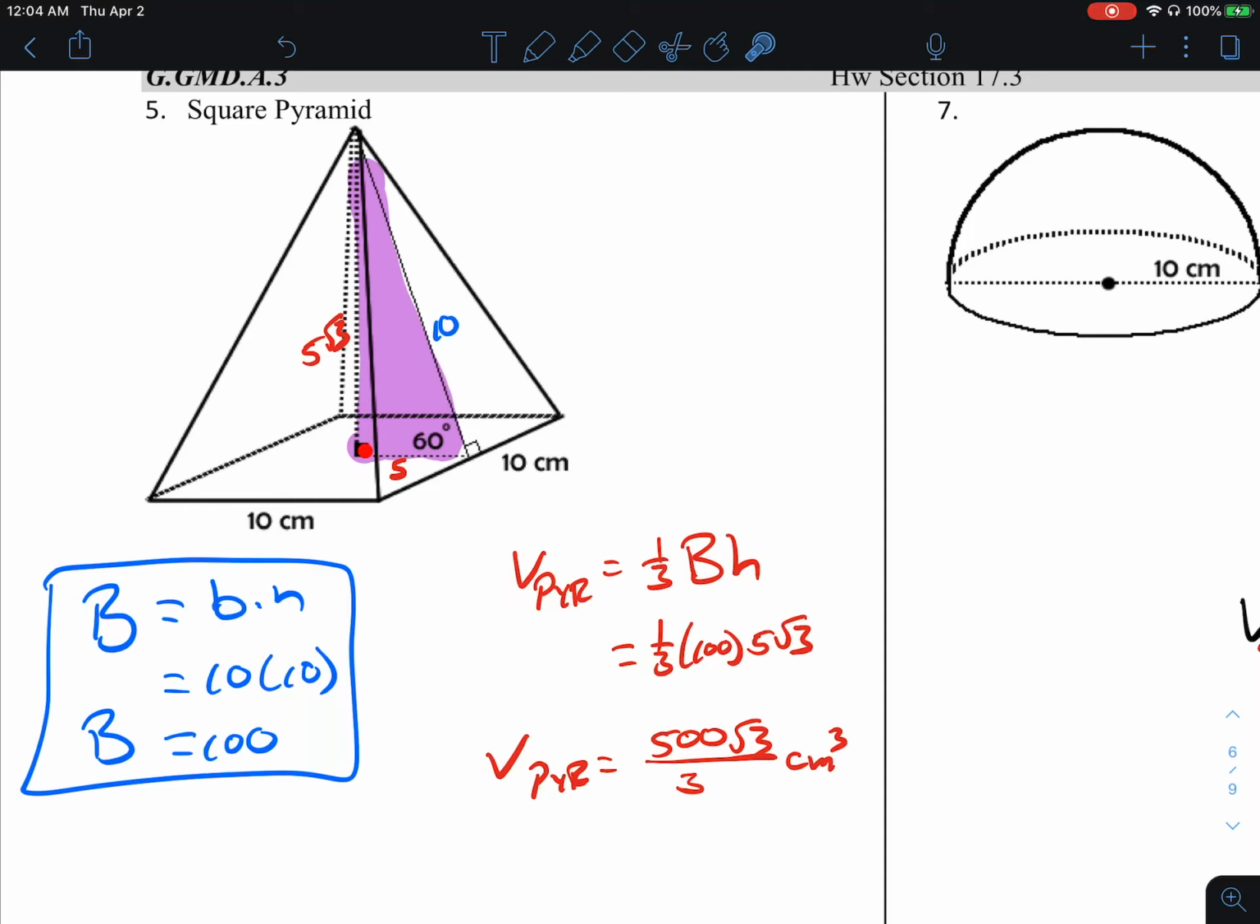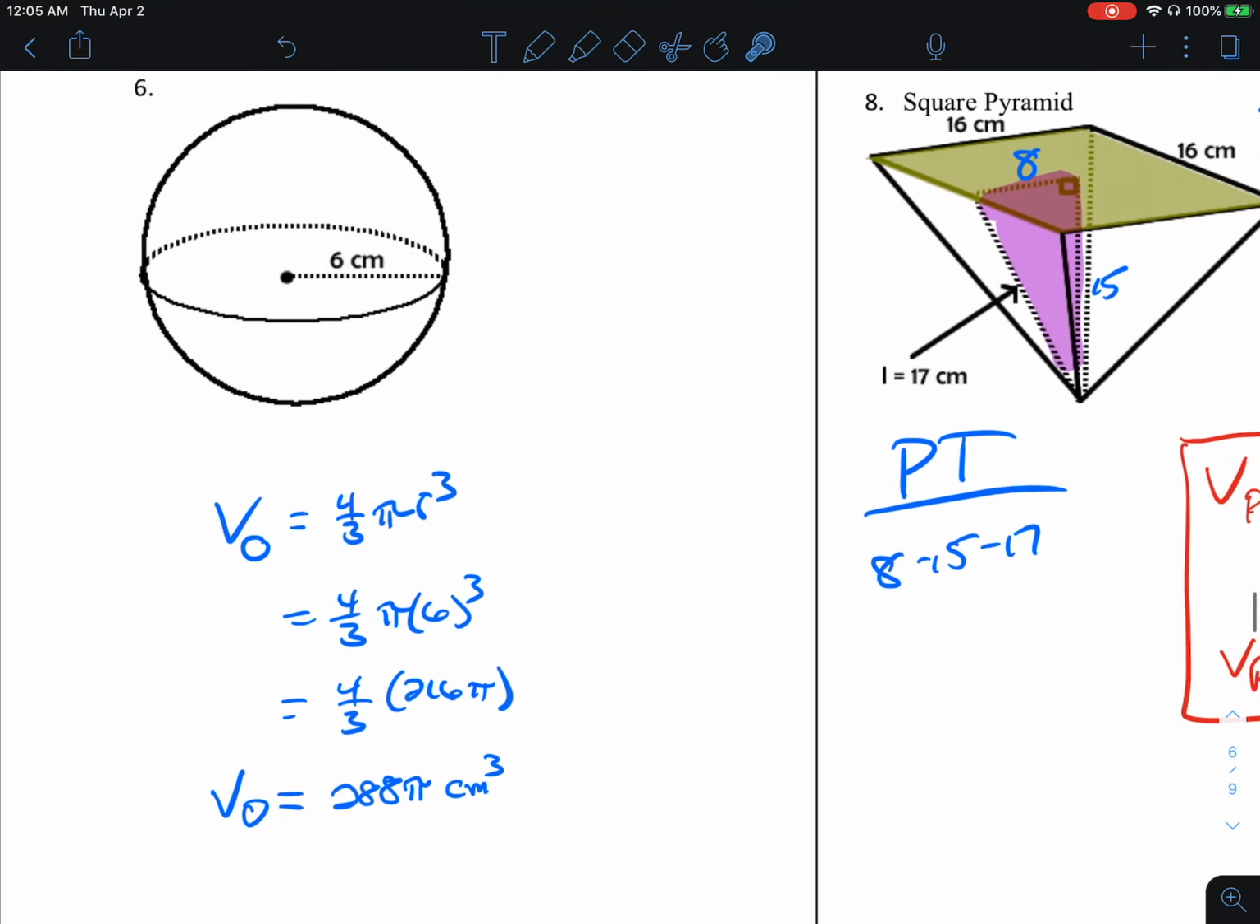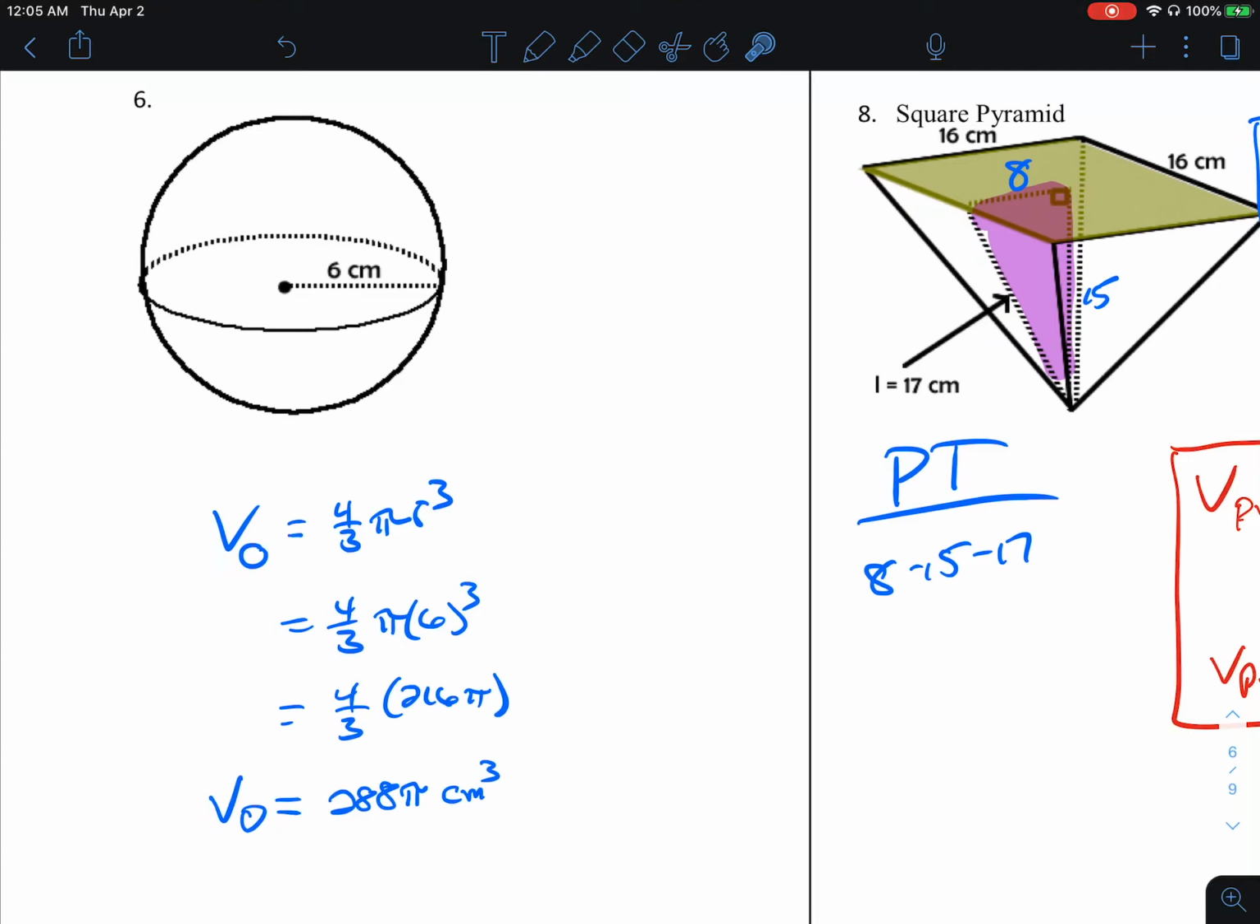But we were given this is 60 and this is 90, and the hypotenuse is 10. It's a 30, 60, 90. If the hypotenuse is 10, the short leg is half of that, which is 5, and the long leg is the short leg times the square root of 3. So this height is 5 square roots of 3. 3 does not go into 100 or 5 evenly, so we get 500 square roots of 3 divided by 3 cubic centimeters.